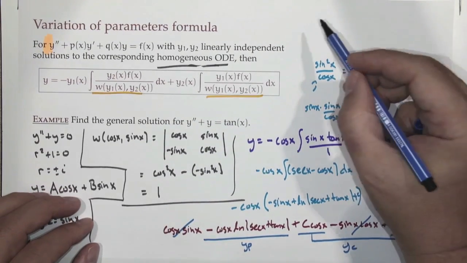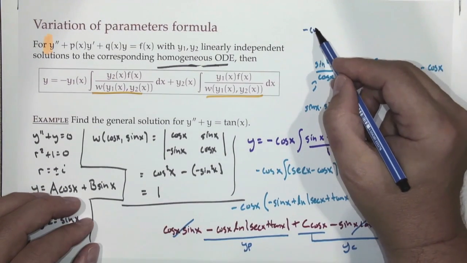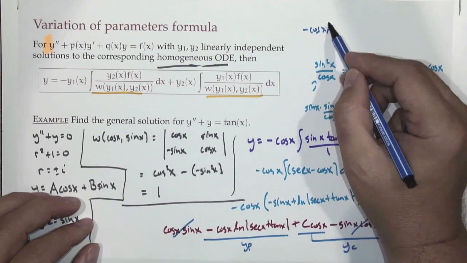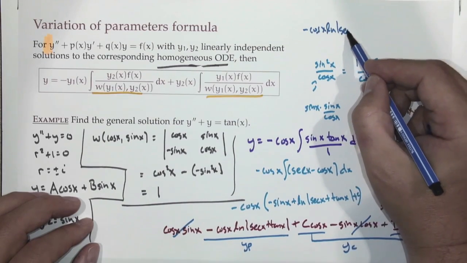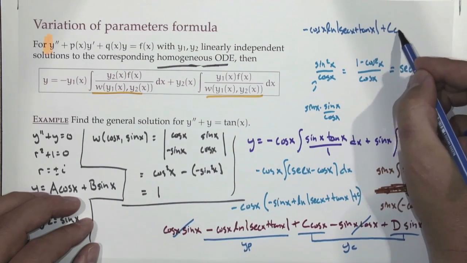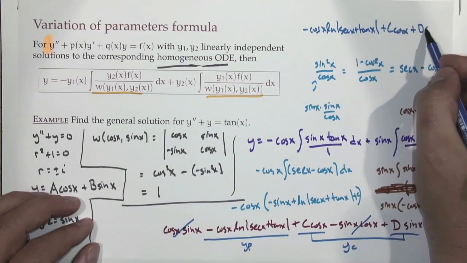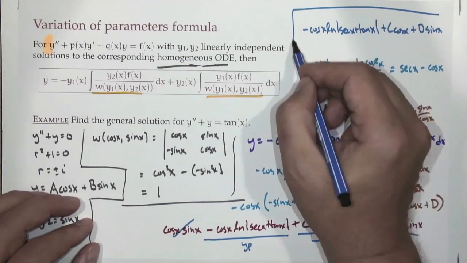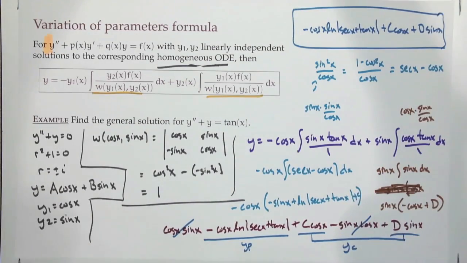So there you go. I guess, let's see, should we write it up in a box up here? So minus cosine x log secant x plus tangent x plus c cosine x plus d sine x. That's the answer. Something that we couldn't have done yesterday, but we can do it today.